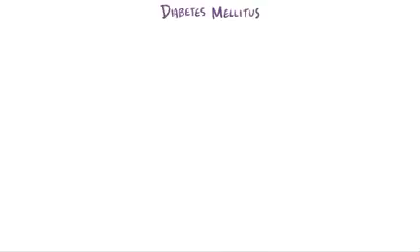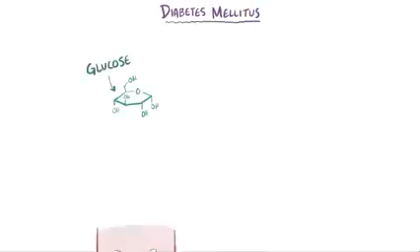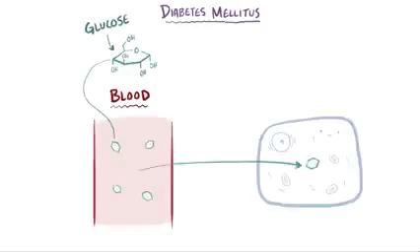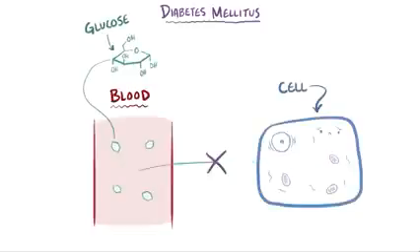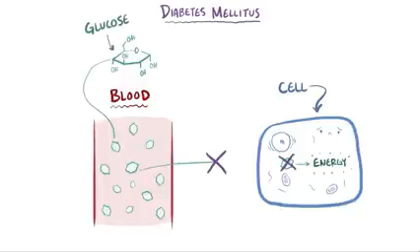In diabetes mellitus, your body has trouble moving glucose, which is a type of sugar, from your blood into your cells. This leads to high levels of glucose in your blood and not enough of it in your cells. And remember that your cells need glucose as a source of energy. So not letting the glucose enter means that the cells starve for energy, despite having glucose right on their doorstep.